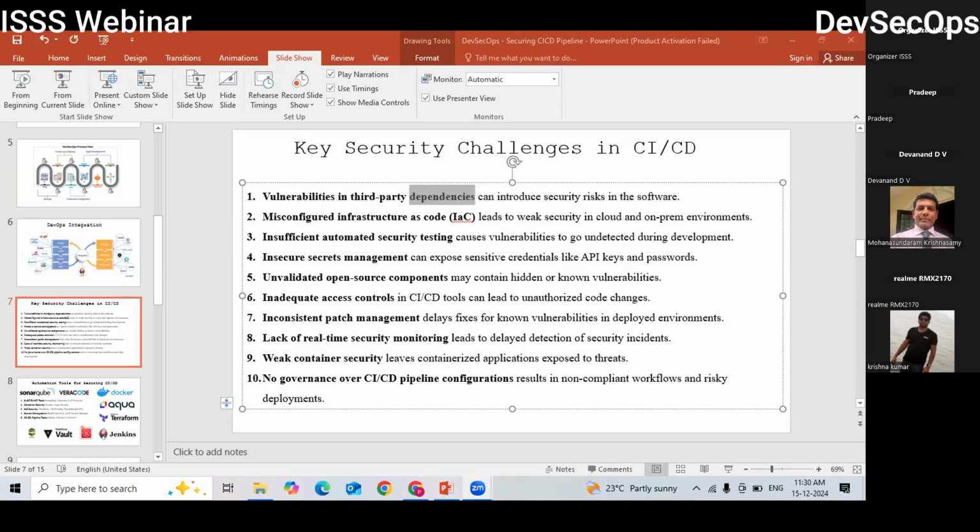So if they use this plugin, obviously it will tell you what the various vulnerabilities are in your third party components.